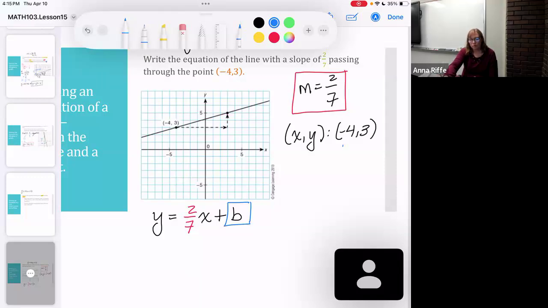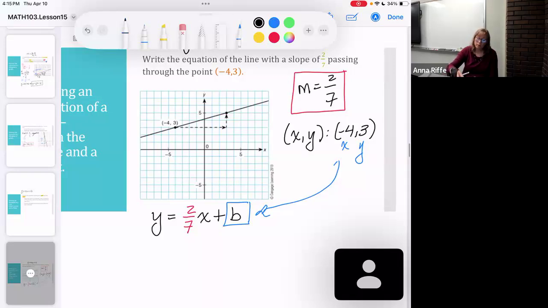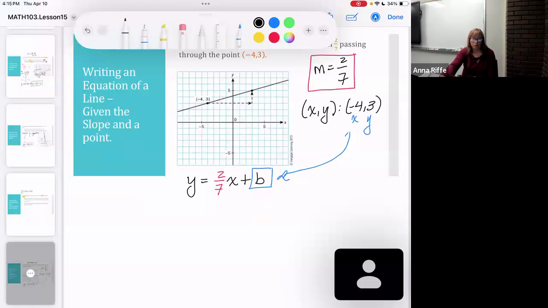What we do know though is that -4 represents an x value and 3 represents a y value. I can substitute those into this equation now, and that will leave me with only one unknown, and we know a little bit about solving for a single unknown. I think we can handle that. So if I substitute 3 for y, I still have the 2/7. And then, oh, this will be nasty, -4 for x. I still have my b sitting out there. We can solve for b.